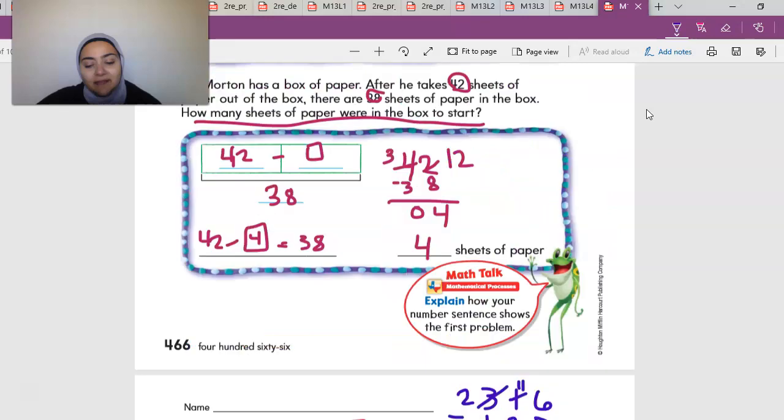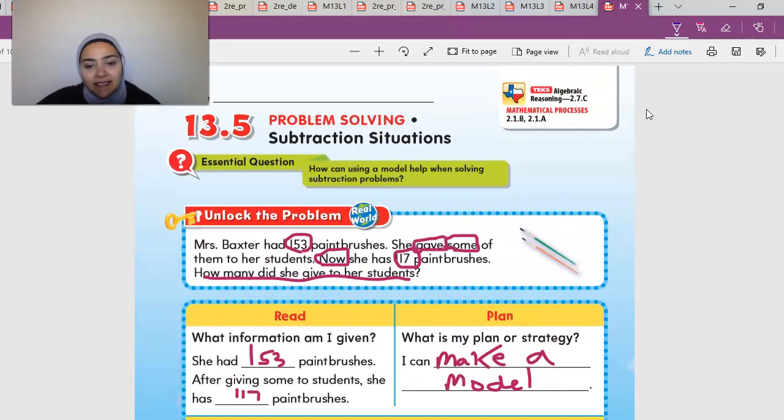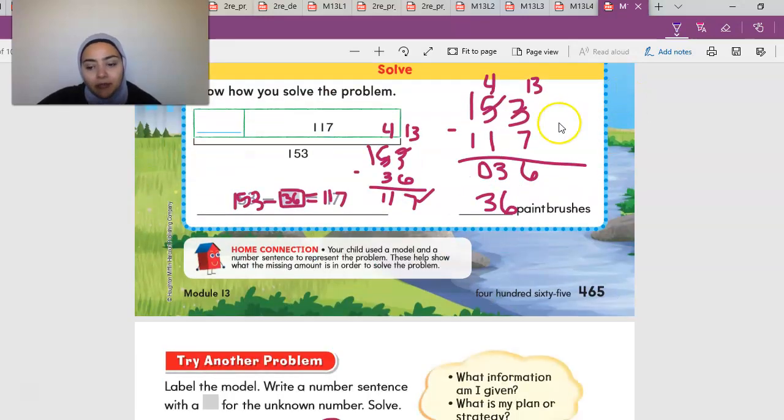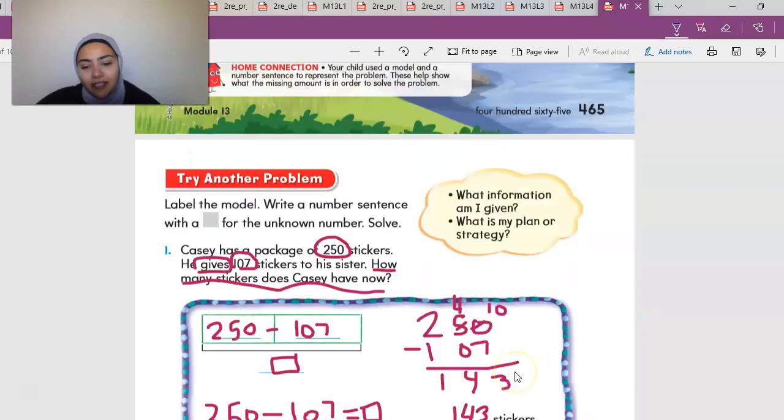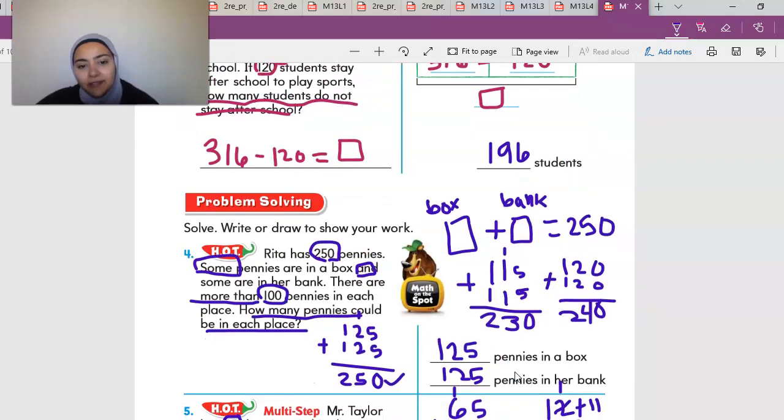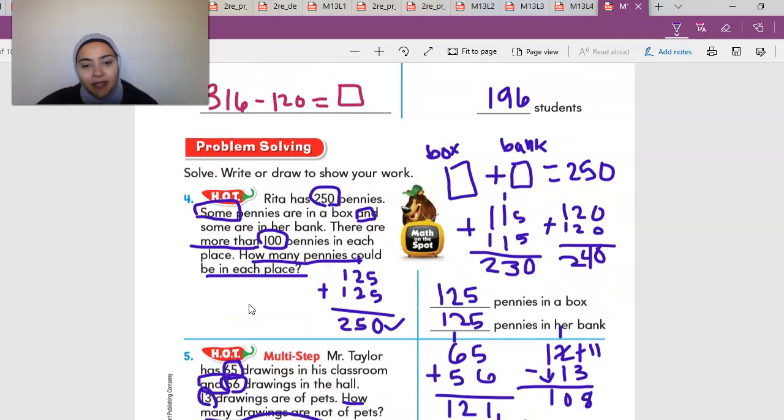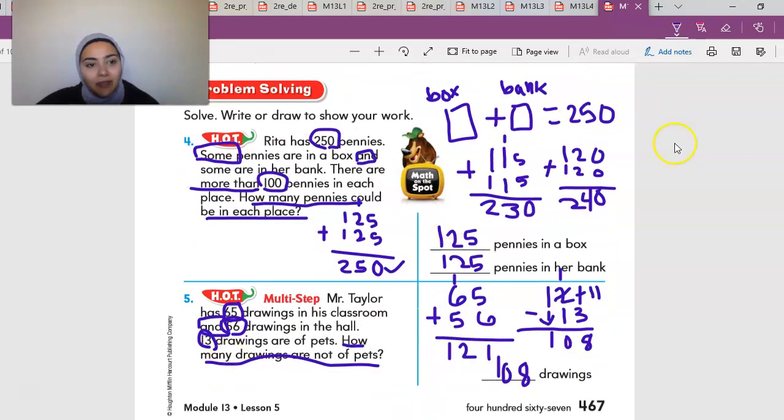That's why in the beginning up here, I said, make a model. I can make a model to solve the problem, okay? You have to make models. In here, it kind of shows you how to make models, and here it tells you apply what you learned and make the model. So it's important that you make models when you are reading the problem, because they're going to give you problems that are more than one step.